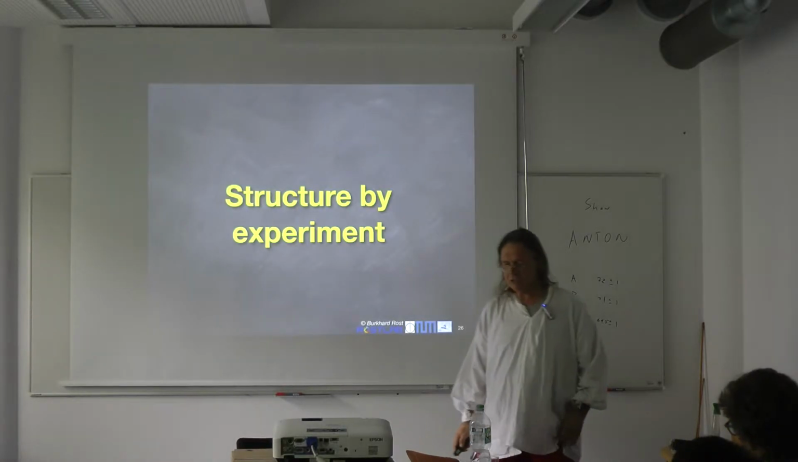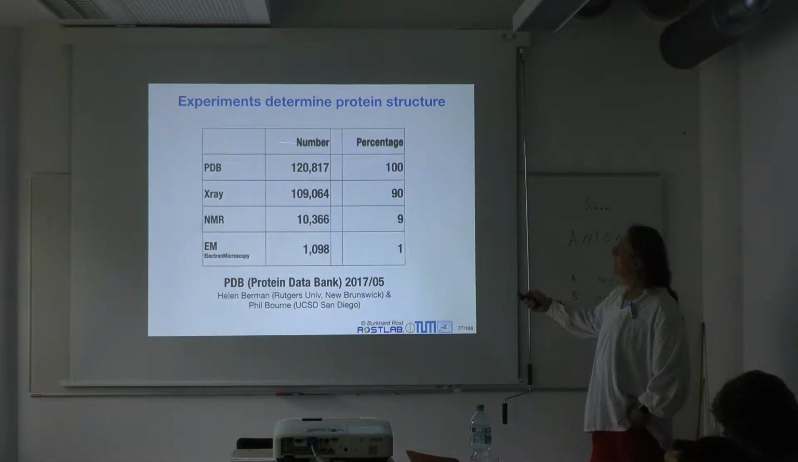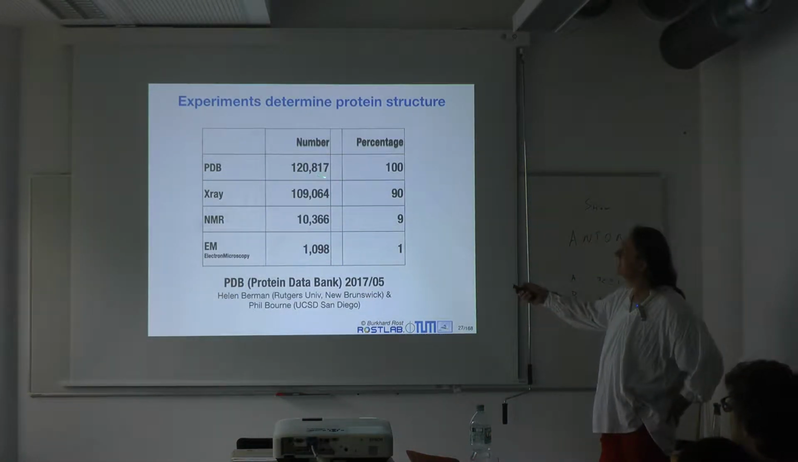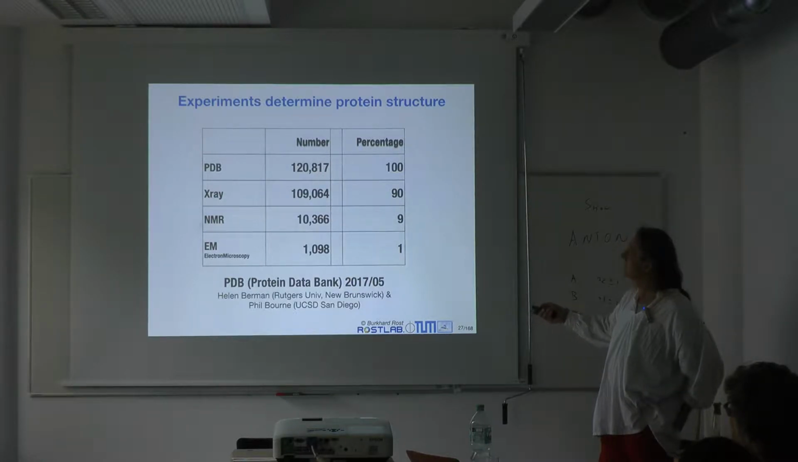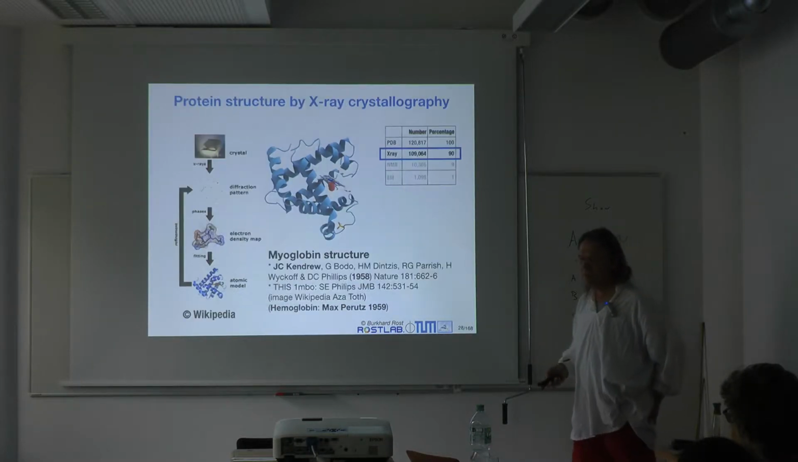So how do we get structures from experiment? I already talked about that. In 2017, the number is higher now, there are 120,000 protein structures. About 90% of those come from X-ray crystallography, 9% from NMR, 1% from EM.